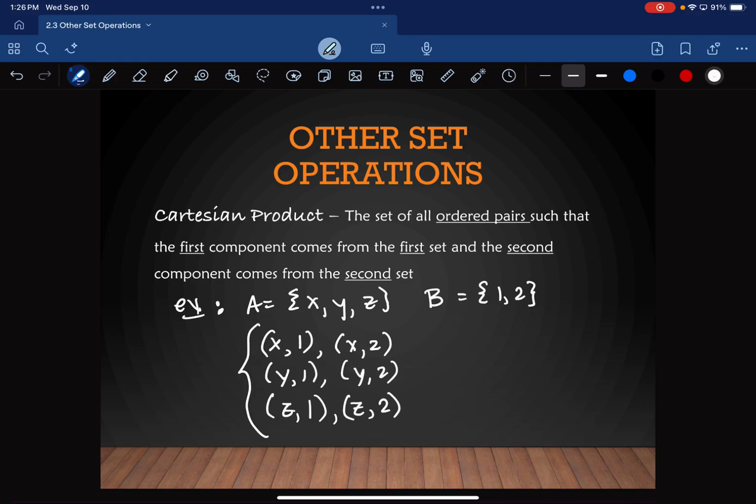And all of this is inside of curly braces. This is a collection, right, or a set of ordered pairs.